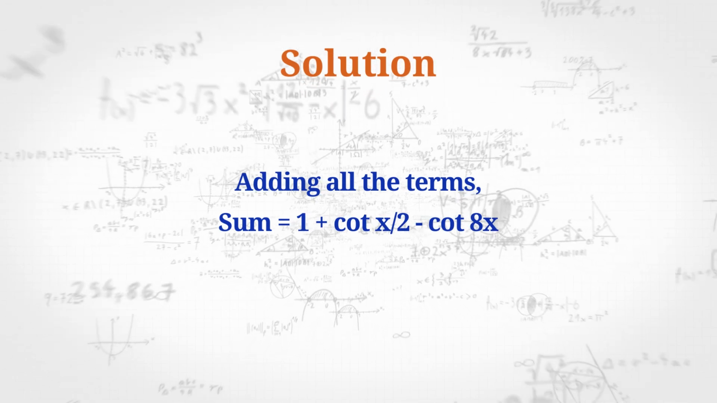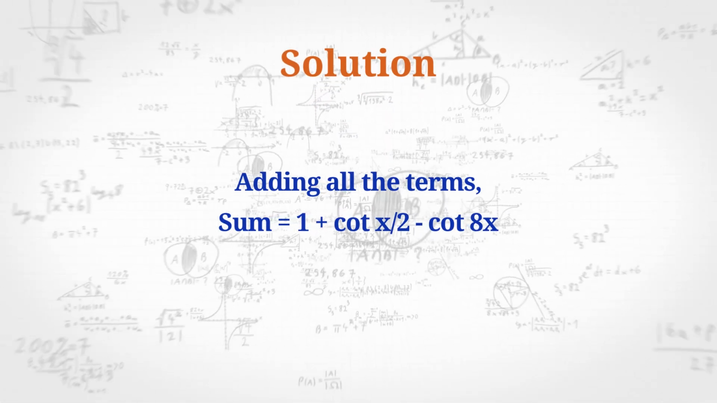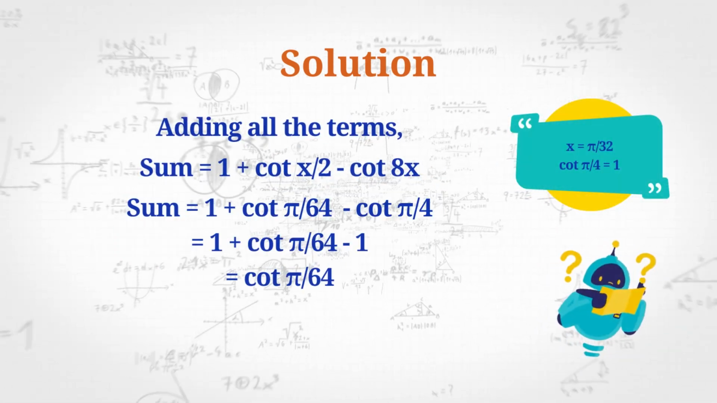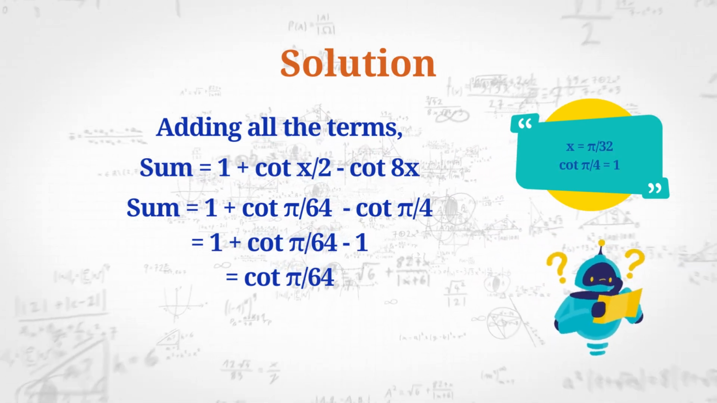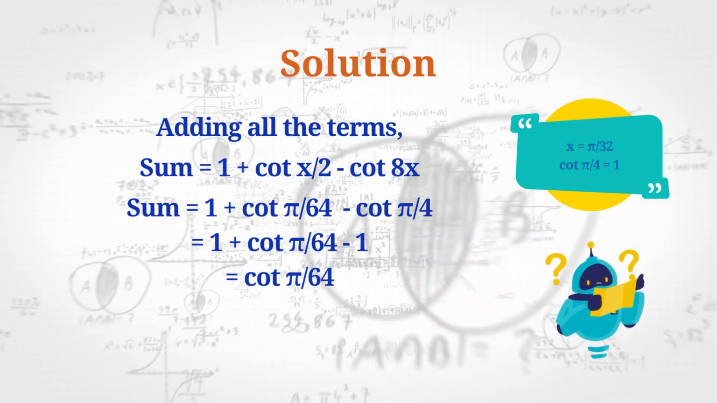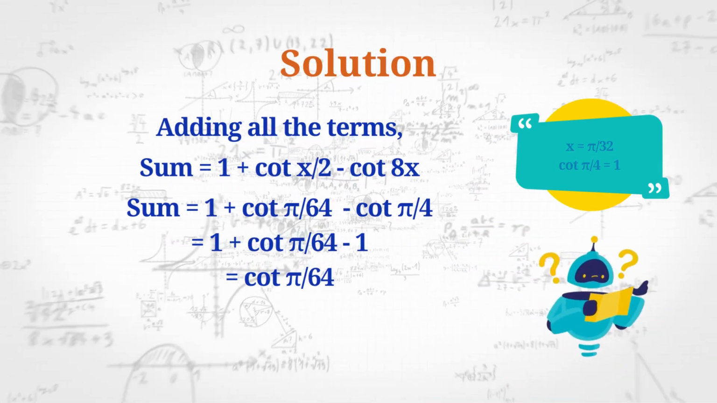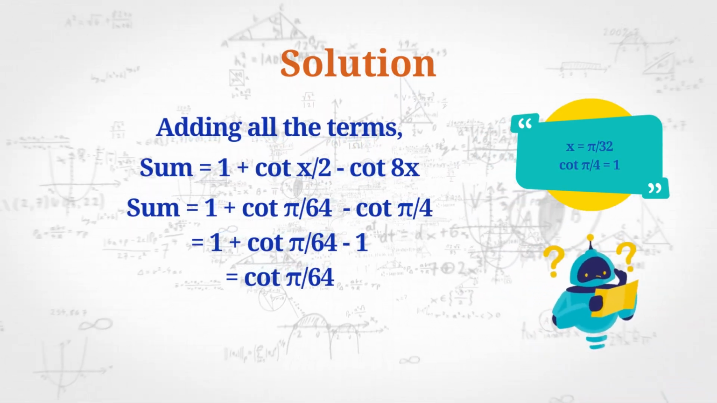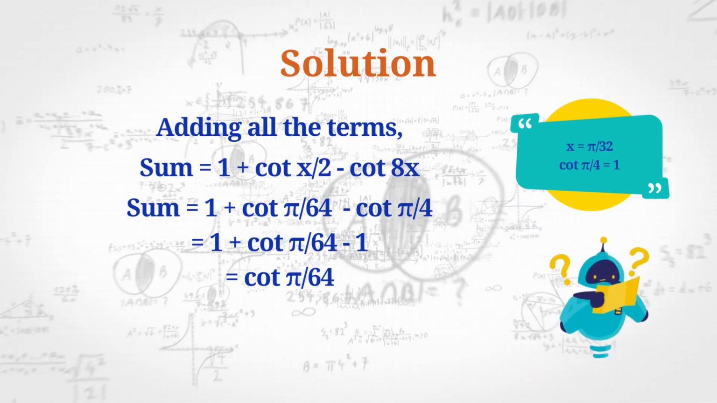Now adding all these terms, we'll get the left hand side, right? Which is 1 plus cot x by 2 minus cot 8x. And now we replace back the value of x, which was pi over 32. So we get 1 plus cot pi over 64 minus cot pi over 4. We know that cot pi over 4 is 1, so 1 minus 1 cancel out, and we're left with left hand side equals cot pi over 64.